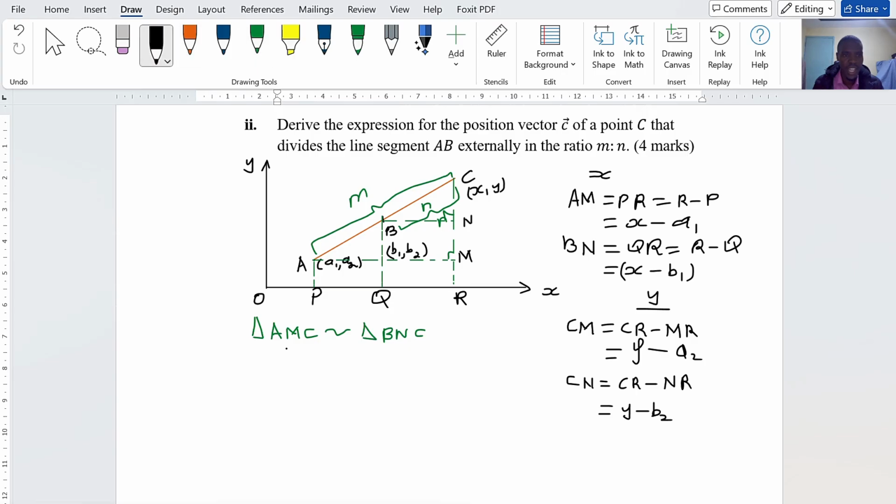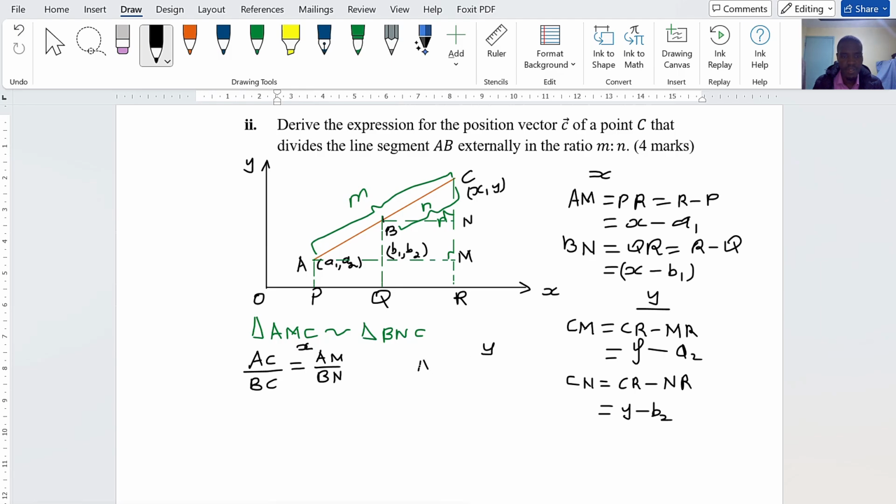Now, if that is the case, then we can compare AC, which is for the bigger triangle, divided by BC, which is the smaller triangle, to be equal to the base AM divided by the base of the smaller triangle BN. And this is for X. Now we do the same for Y.